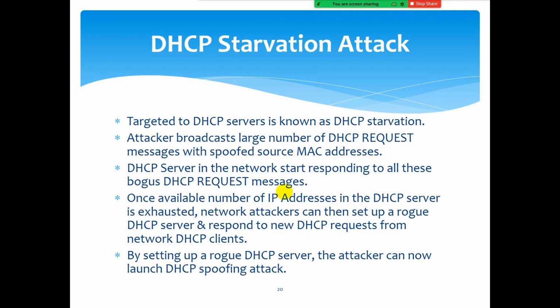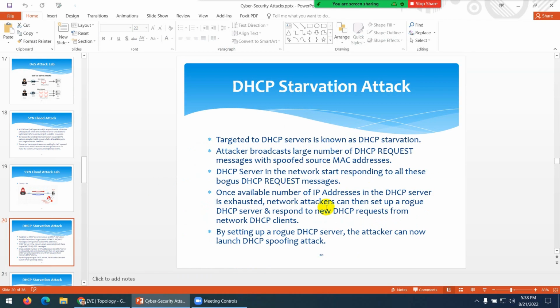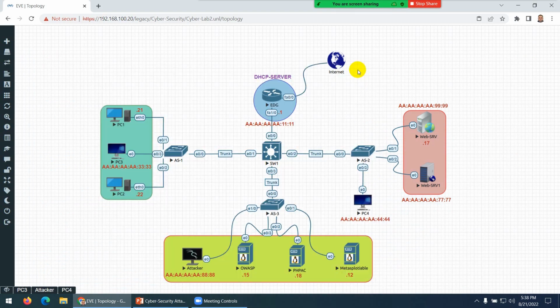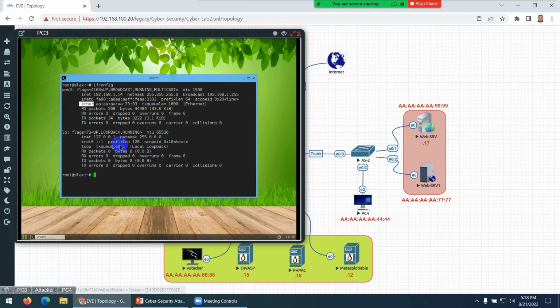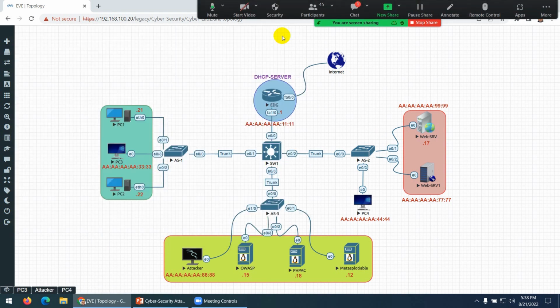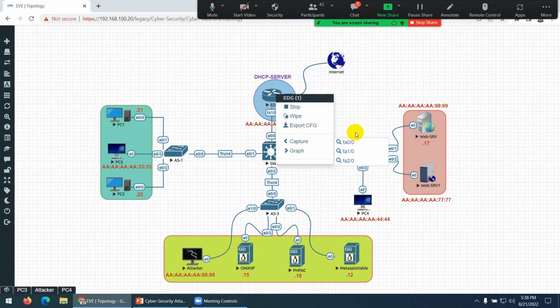So let me quickly show you how DHCP works properly, and then we will use the request, because it uses the DORA process. This is my DHCP server. If I go to this PC, but before that, let me capture the packets to show you the DORA process. The port connected down is 10, so let's go to 10.